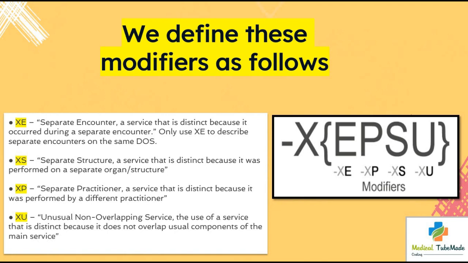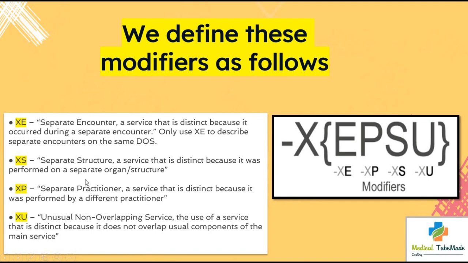So XE means separate encounter, a service that is distinct because it occurred during a separate encounter. So only use XE to describe the separate encounter on the same DOS. That service should be on the same day, but it is acquired during a different encounter. For example, the patient came in the morning and again comes for a different encounter on the same day. I will give an example in the next slide, but here you need to remember what XE is. XE means separate encounter. E means encounter.